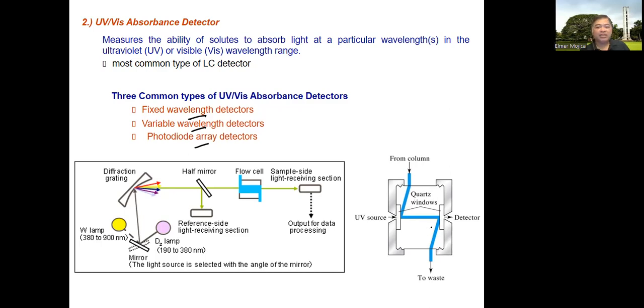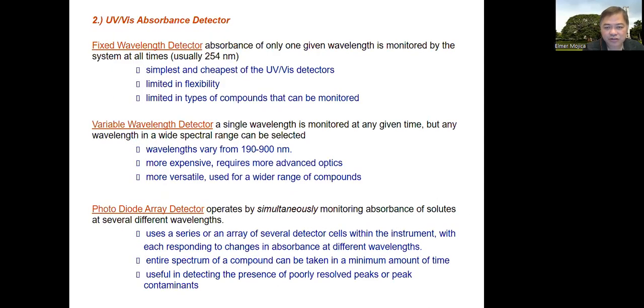So kapag may sample ka, usually mag-absorb yan at a certain wavelength. Like benzoic acid, if I'm not mistaken, 240 to 260, caffeine at a much longer wavelength, higher concentration. Okay, so the way that you're going to do it is you can have the fixed. So you set 254.